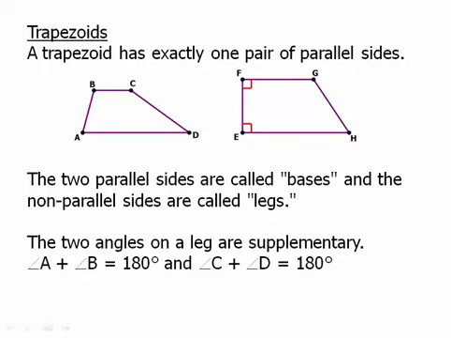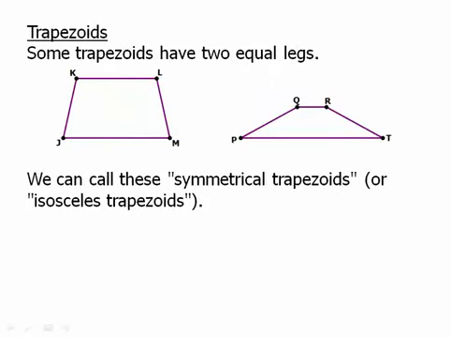It's always true that, for example, A plus B equals 180 and C plus D equals 180. That's because of the basic properties of parallel lines. Some trapezoids have two equal legs. We call these symmetrical trapezoids, or sometimes a more formal name for them is isosceles trapezoids. Either term is fine.